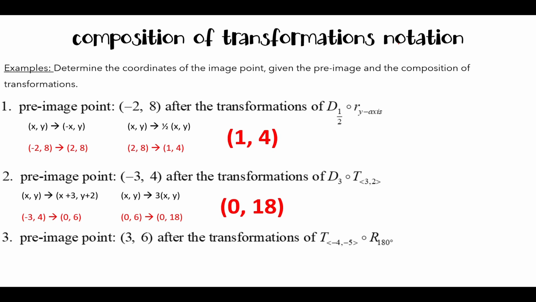And we have one more. We have a pre-image point of 3, 6, and the composition of transformations is a translation in the vector form -4, -5, following a rotation of 180 degrees. So again, using our coordinate rules and our coordinate notation, we know for rotations of 180 degrees, we map from x, y to -x, -y. So we're changing that ordered pair 3, 6 to -3, -6. And then from there, we're translating it left 4, down 5. So that changes our ordered pair, starting at -3, -6. We're going to take -3 minus 4 to get -7. We're going to take -6 minus 5 to get -11.